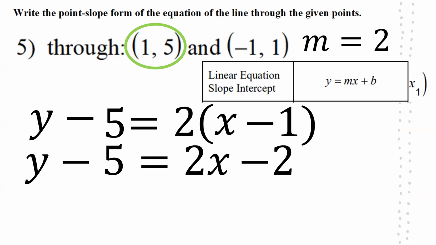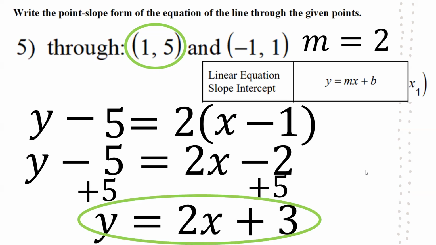Watch your signs. How do we get rid of subtracting 5? We add 5 to both sides. So our final equation is that in slope-intercept form. Beautiful, because then you know that the slope is 2, the y-intercept is 0, 3.